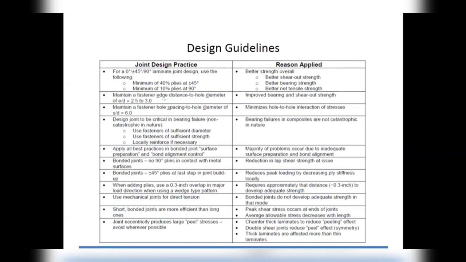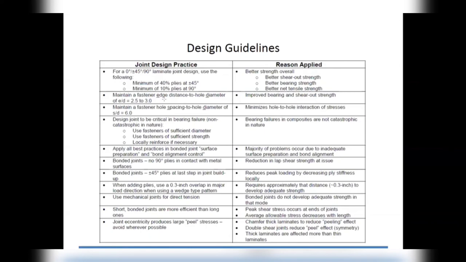For bonded joints, no 90 degree plies in contact with the metal surfaces is a good idea to reduce the potential for a reduction in lap shear strength. For bonded joints, putting plus minus 45 plies at the very last step in the buildup is a good idea. It reduces the load peaking by decreasing the ply stiffness locally. When adding plies, use a 0.3-inch overlap in the major load direction when using a wedge-type pattern. This is a good idea because it basically increases the strength.